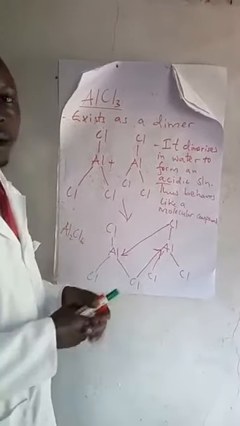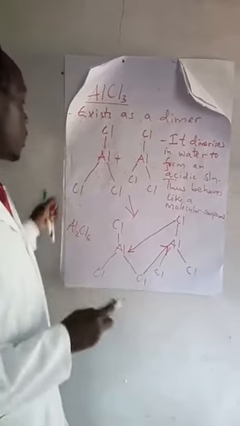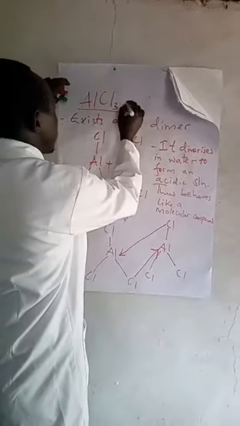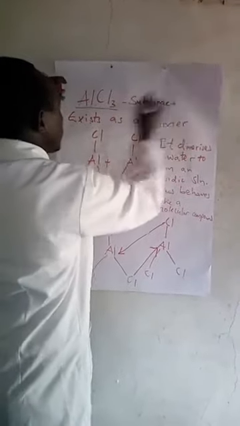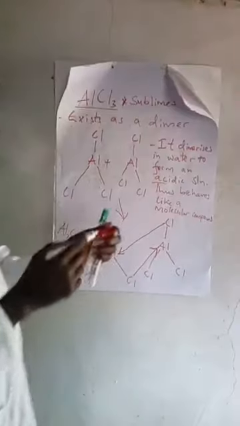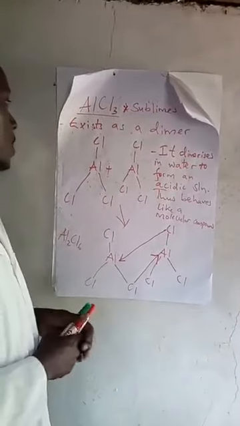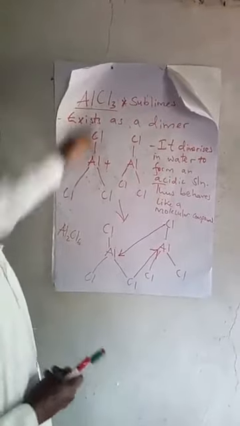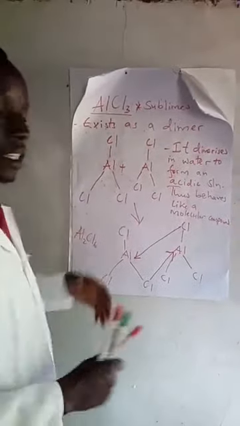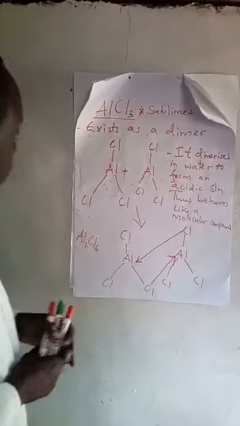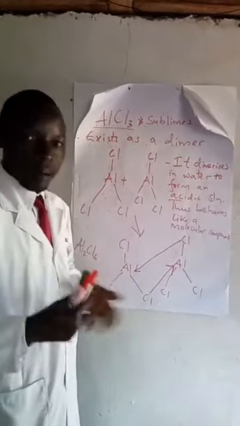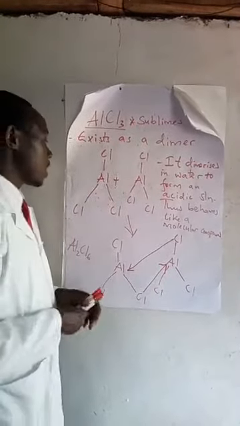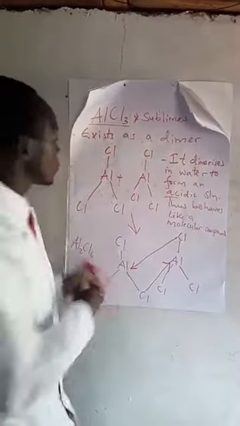We also need to remember that aluminium chloride sublimes when heated. When you name one of the substances which are sublimates, aluminium chloride is one of them. It is a sublimate. It sublimes when heated. That means the aluminium chloride molecules come together to form a dimer, and in the process, it sublimes. So that is aluminium chloride.